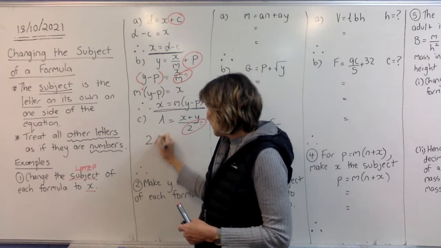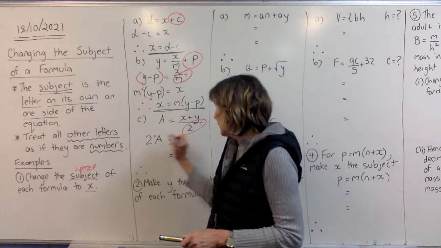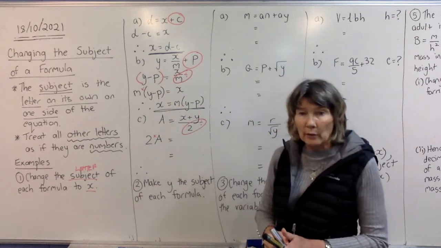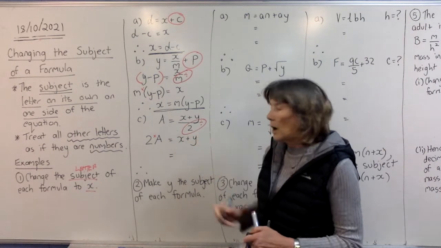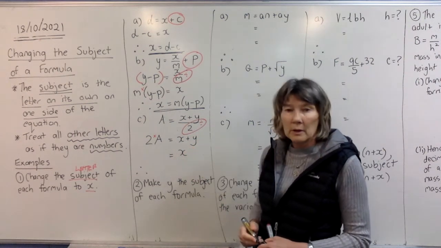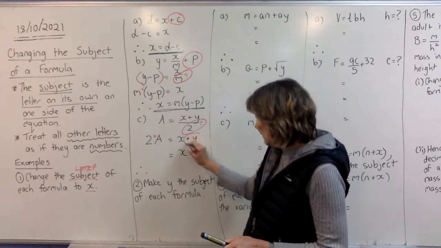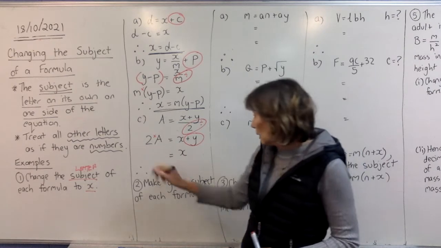I'm hoping it's okay if I can just write this now. You should all be smart enough for me to do that. You can see I'm timesing by 2 there if I write 2a. That will leave me with just x plus y. Now I'm still trying to get the x by itself, so I've got to get rid of the plus y. Come over to the other side and do the opposite, which is minus y.